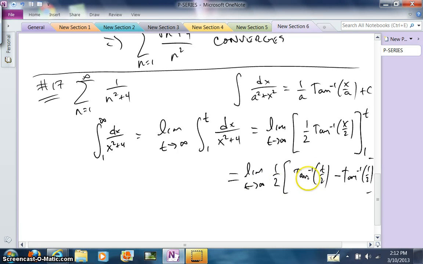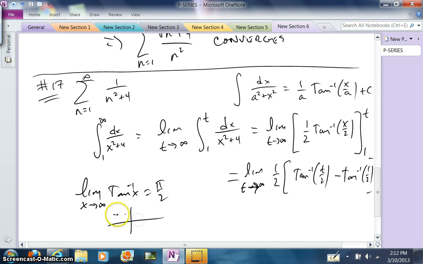Okay, so now what happens as I let t go to infinity here, inverse tangent goes to pi over 2. And that's this graph here. You can look up the graph on Wolfram Alpha or plot points yourself, and try it with the unit circle too. That's an interesting way to do it. So this is pi over 2, and this is negative pi over 2. So as we go to positive infinity, this goes to pi over 2.